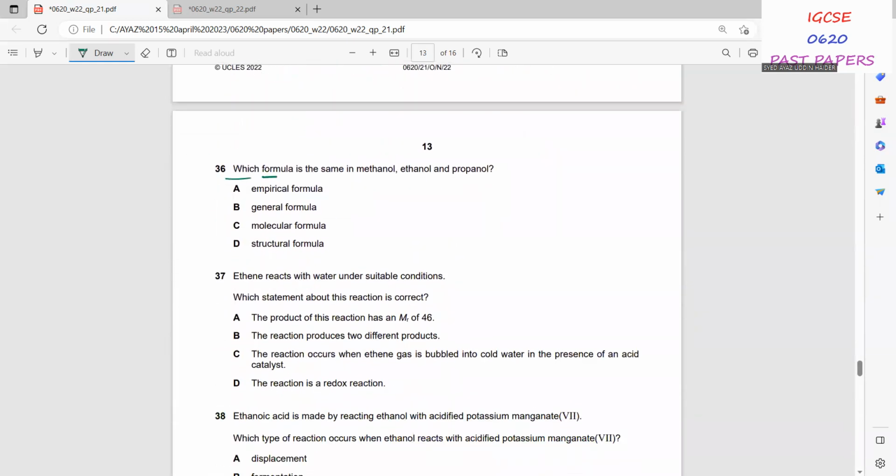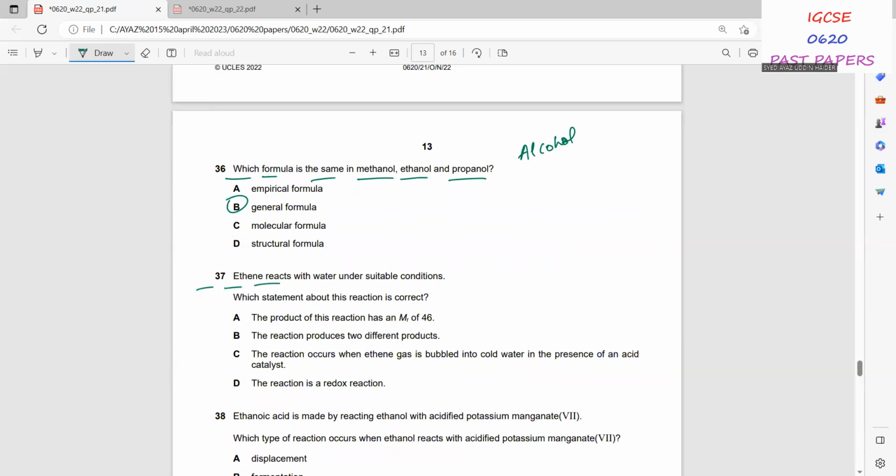36. Which formula is the same in methanol, ethanol, and propanol? These all belong to the homologous series alcohol. So they all must have the same general formula. Only choice B will be correct here.